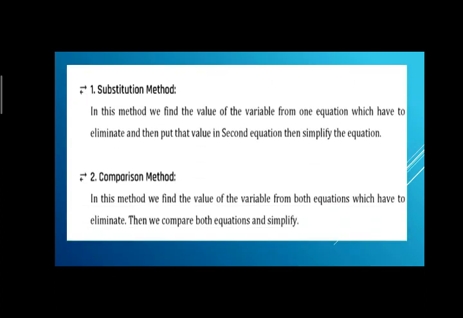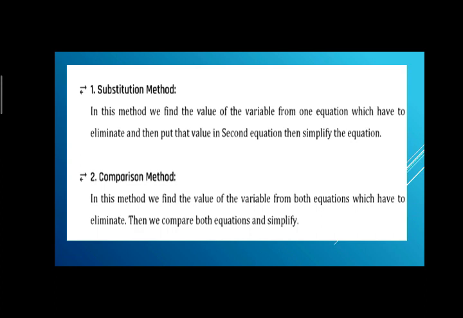What is a substitution method? In this method we have to find the value of the variable from one equation which we have to eliminate, and then put that value in the second equation, then simplify the equation. In the substitution method we have two different equations to eliminate any variable. So first we find the value of that variable. Find the value in the form of that variable, and then put that answer in the second equation to eliminate that variable in the given equations. So similarly we solve or simplify the equations.